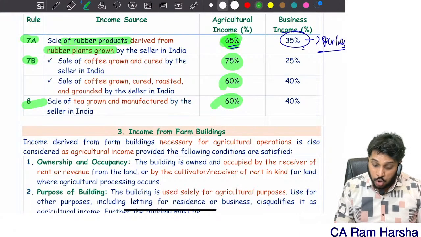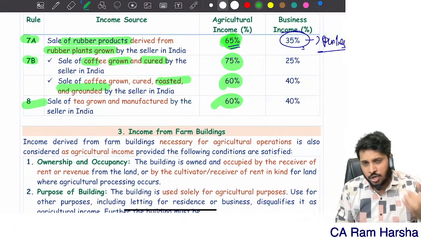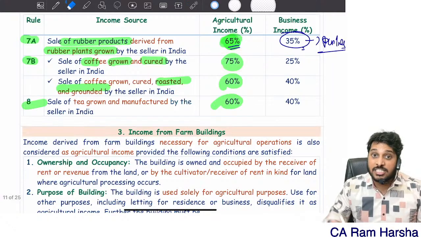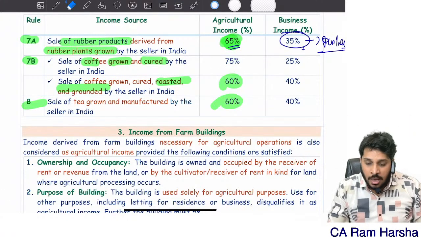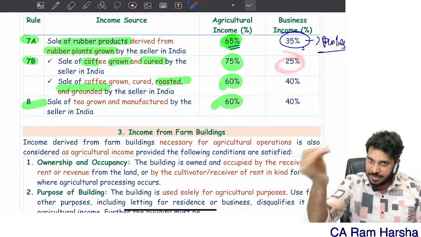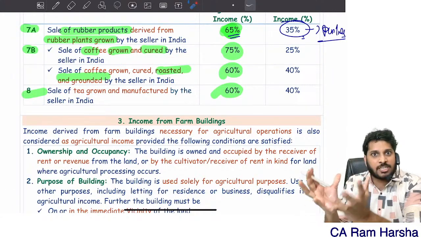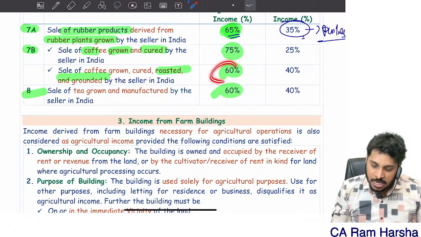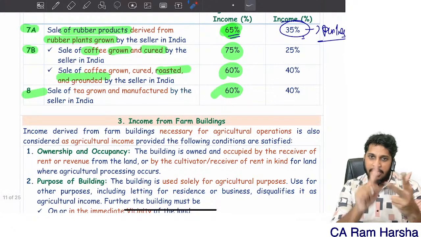Then suppose you are growing coffee, curing it and then selling it. Remember, you are not roasting and grinding. You are just growing and curing the coffee and selling it. Then 75% of the net income is agriculture and 25% is business income. Then for coffee roasting and grinding, it is more commercial, so the taxable amount will be high: 40% is business, 60% is agriculture. For tea, 60-40. For rubber, coffee, tea, it's easy.